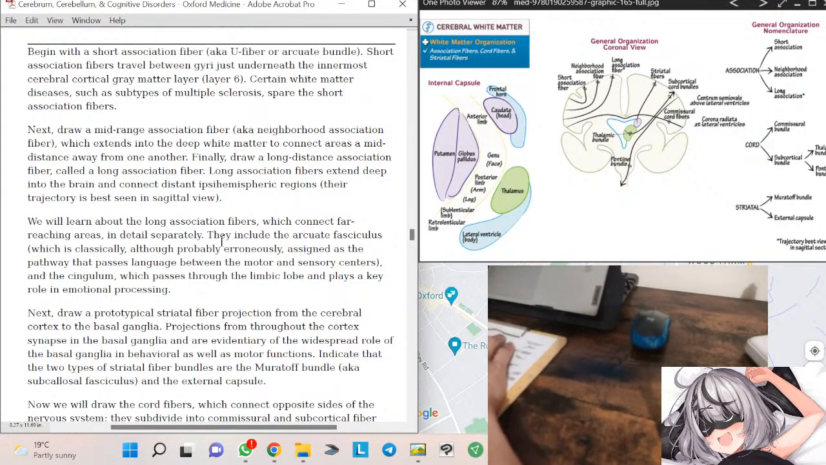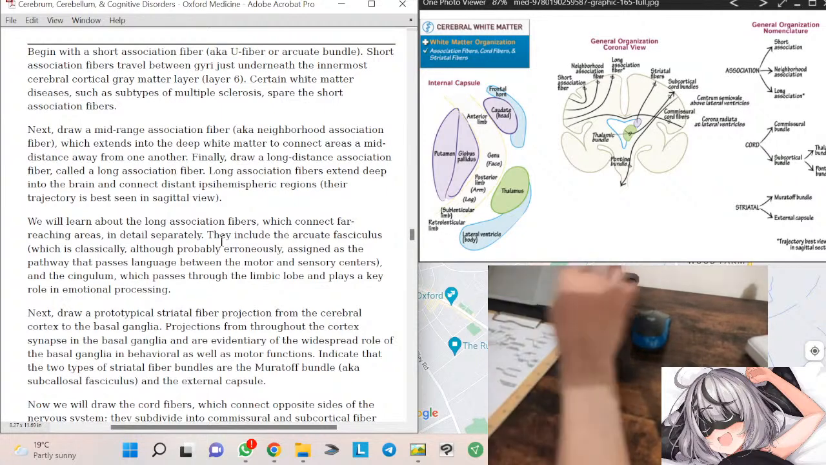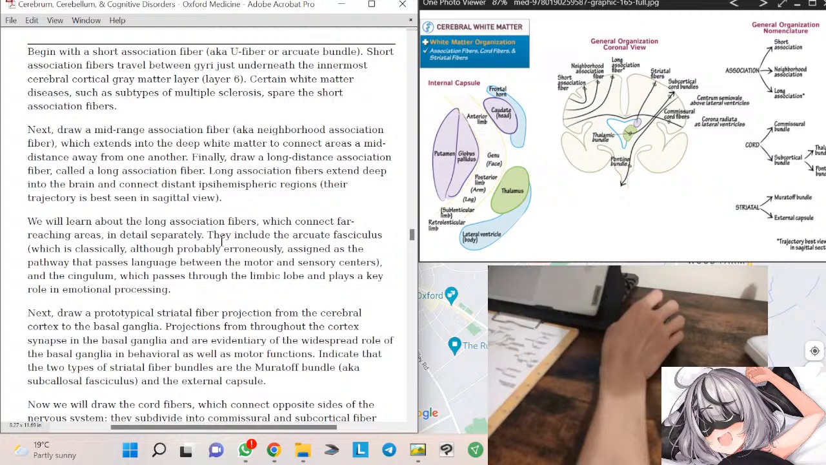Indicate that the two types of striatal fiber bundles are the Muratov bundle, also known as subcallosal fasciculus. Where is that? Okay, and the external capsule. Where is the internal capsule? Oh, here it is.